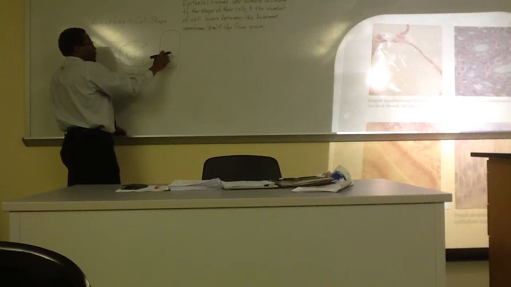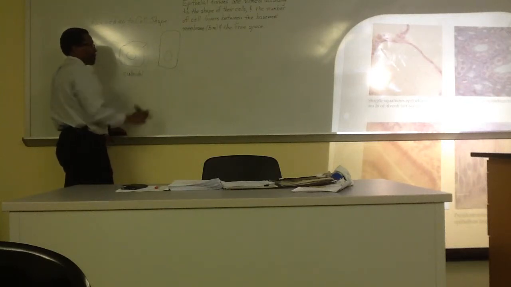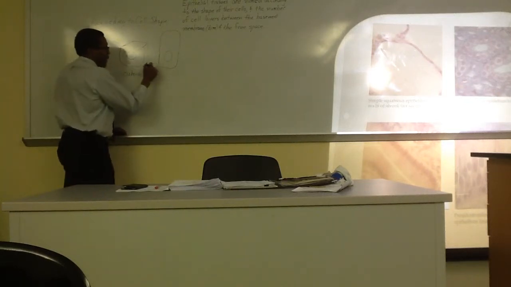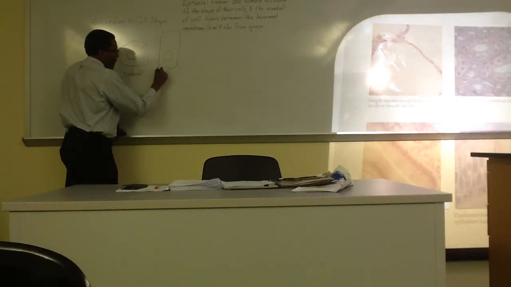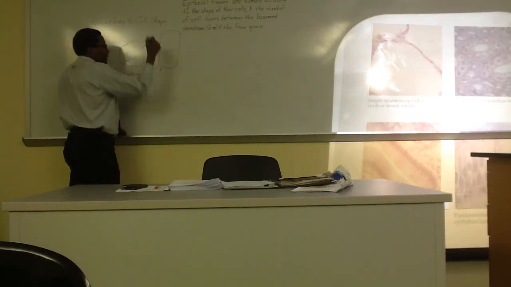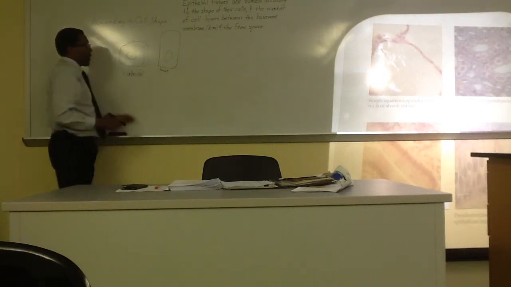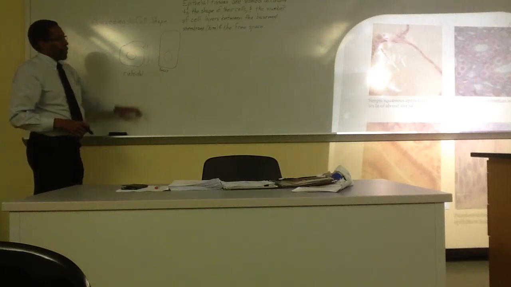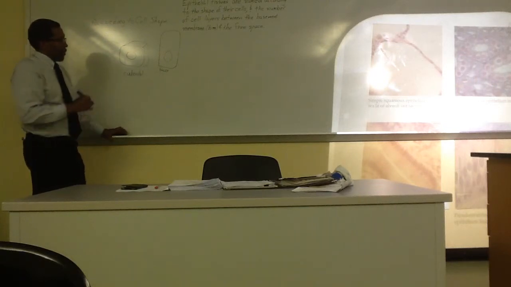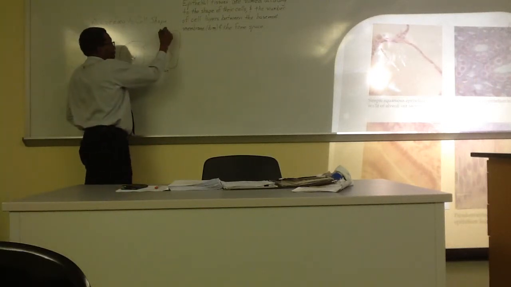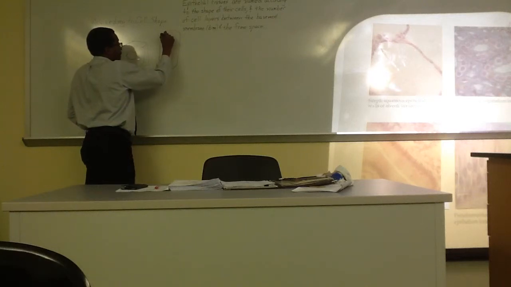And so the nucleus will be oval like this, and it would be toward the base of the cell. Instead of talking about the top of the cell and the bottom, we're going to use the term the base of the cell. That's going to be the part of the cell closest to the basement membrane, in the case of epithelium. And then the top of the cell will be called the apex, or the apical part of the cell.